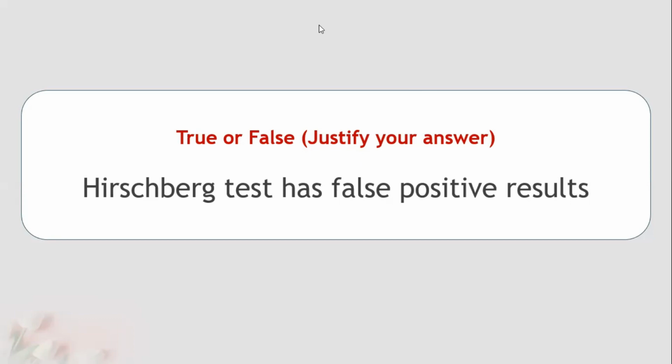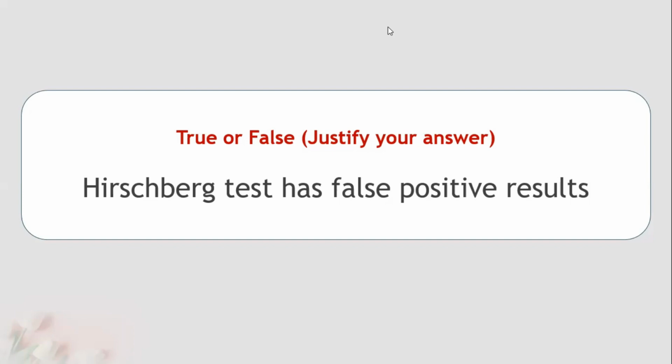Okay, suppose you are doing a lab investigation and it says that there is something positive in your lab, but actually you don't have any issue. So false positive results mean you don't have an issue, but the result is positive. So Hirschberg test has false positive results means the Hirschberg test is decentered. And you know, when the reflex is decentered, it means there is a squint, but actually there is no squint. Once more, Hirschberg test has false positive result. It means that the Hirschberg test shows decentration, but actually there is no squint.